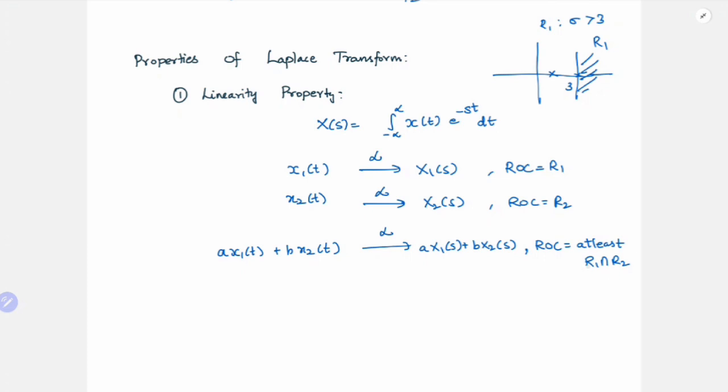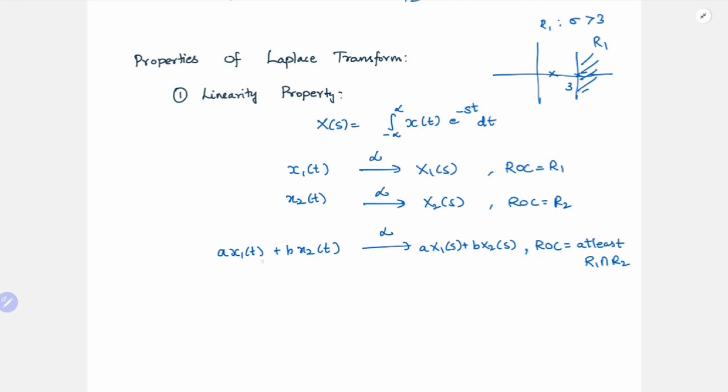So we know why R1 intersection R2 comes, because both of these signals need to converge. Even if one of them is diverging, then the Laplace transform will not exist at that point. So we require both R1 and R2 to be intersecting, so that both of the signals can have convergence for X of s. But why "at least" is coming?